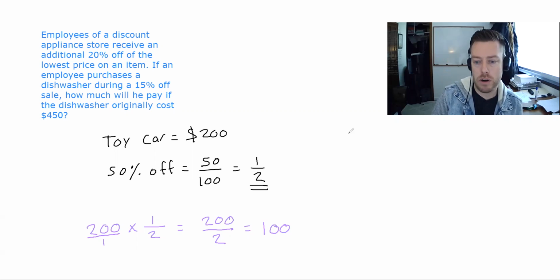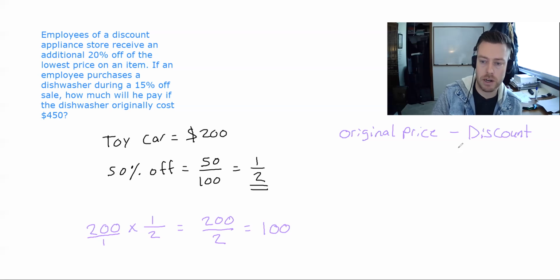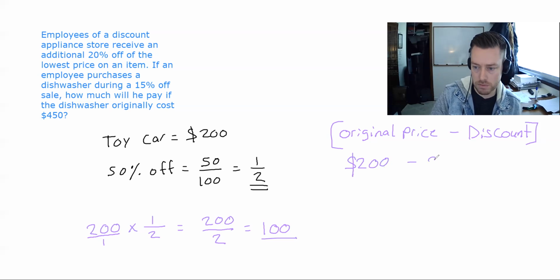So what you want is the original price. Let's just say original price minus the discount price. And that is our answer. This will be our answer. This is our groundwork for our answer. So the original price in this case was $200, right? $200, and then our discount price, as we found out down here, is $100, right?